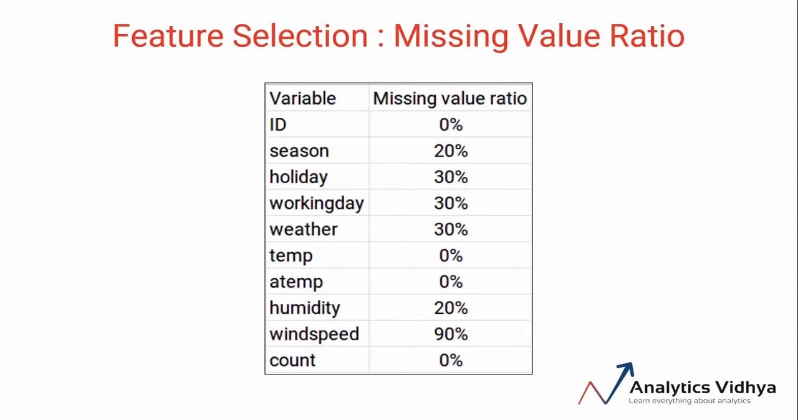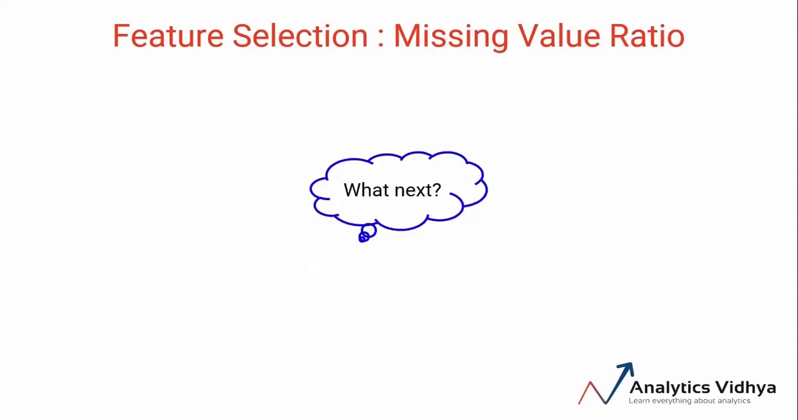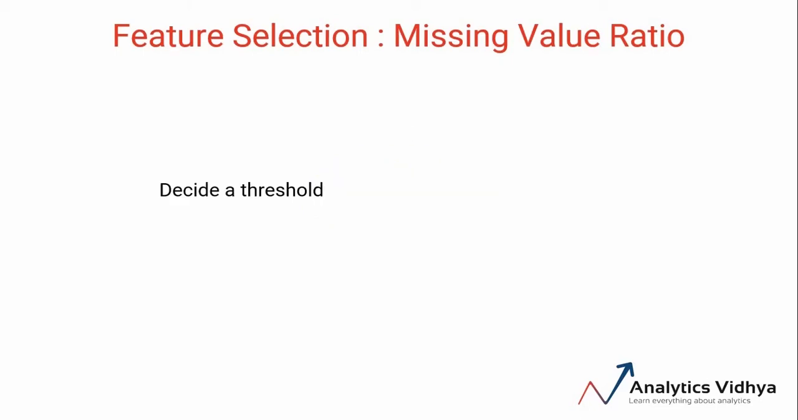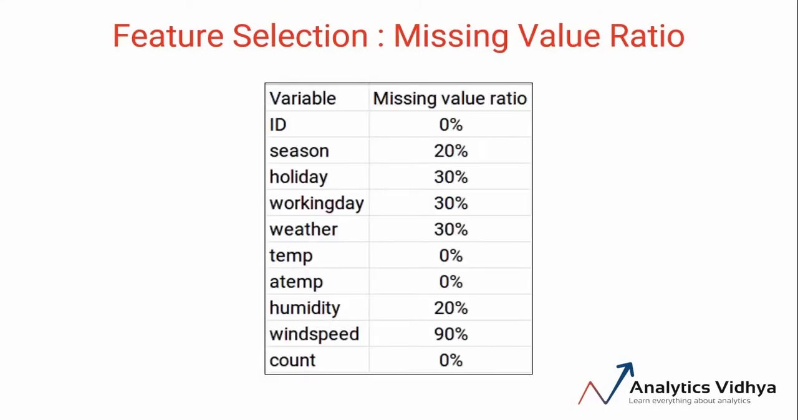Once we have the missing value ratio for all the variables, what's the next step? Now we can decide a threshold. Let's say 70%. And you can use this threshold and drop all the variables which have missing value ratio more than this threshold. So when we look at our problem again, the wind variable has a missing value ratio of 90%, which is way more than a threshold of 70%. Hence, we can go ahead and drop this variable.